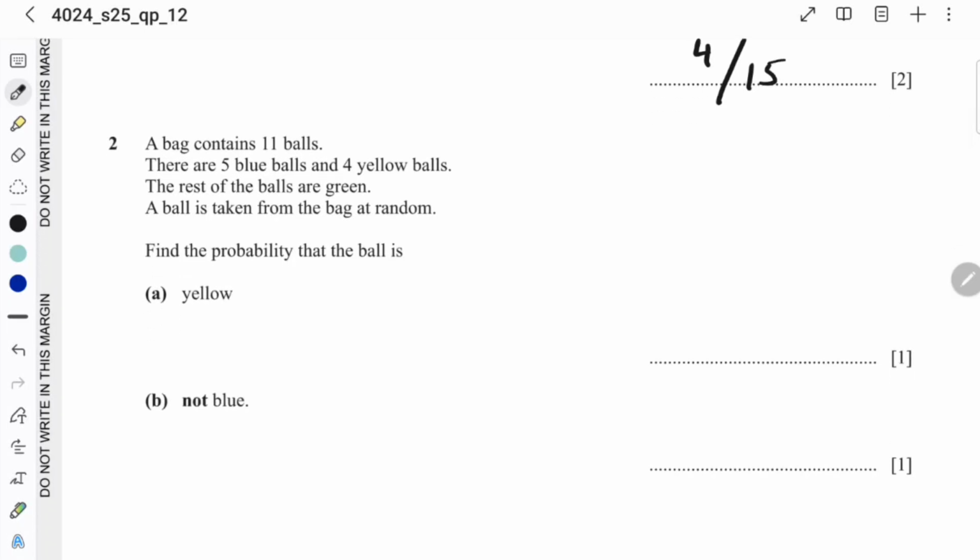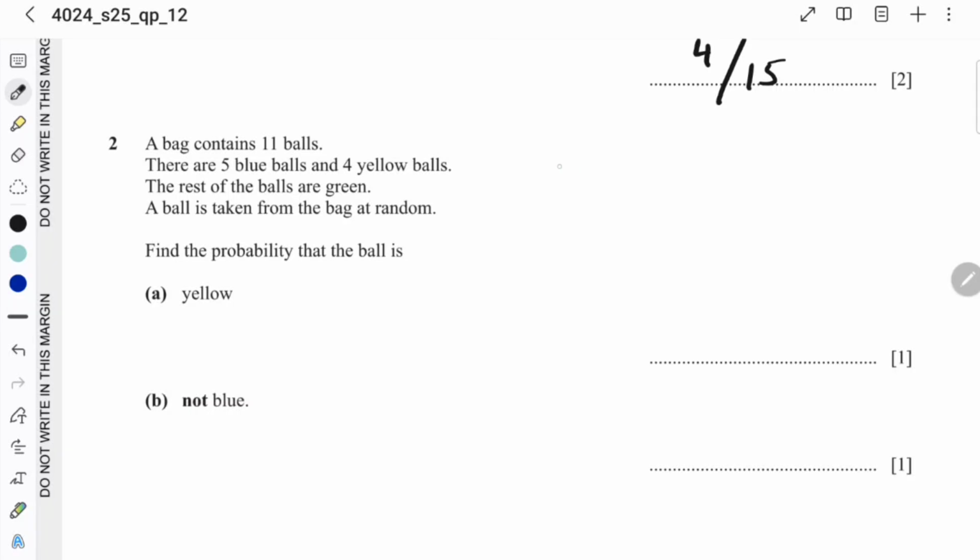A bag contains 11 balls. There are 5 blue balls and 4 yellow balls. The rest of the balls are green. A ball is taken from the bag at random. Find the probability. First of all, we'll find out how many green balls we have.